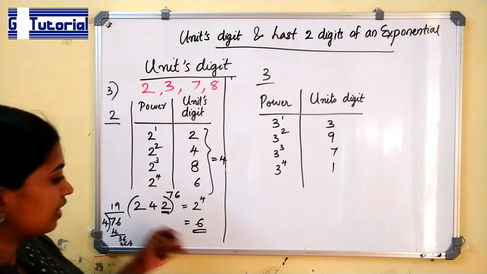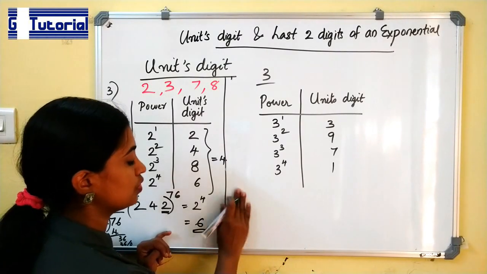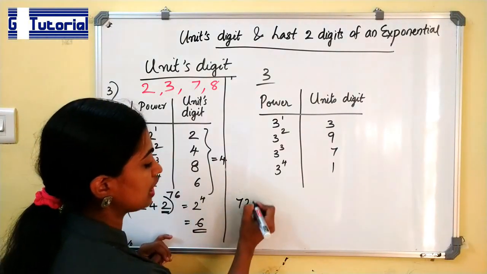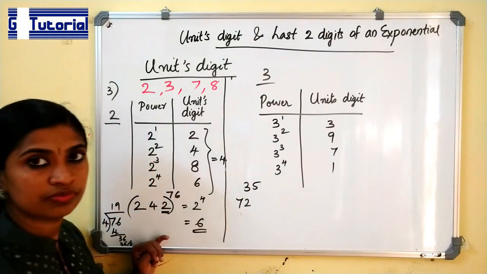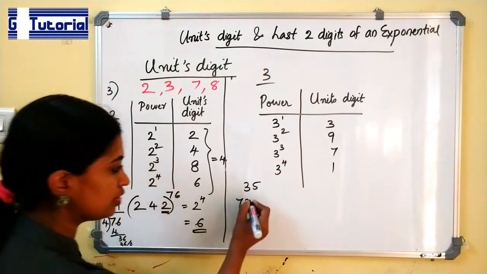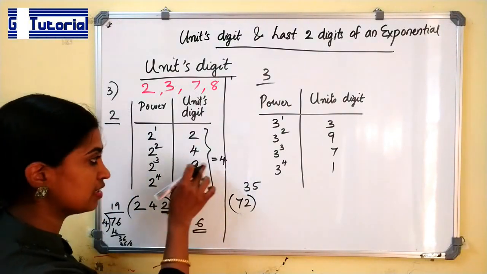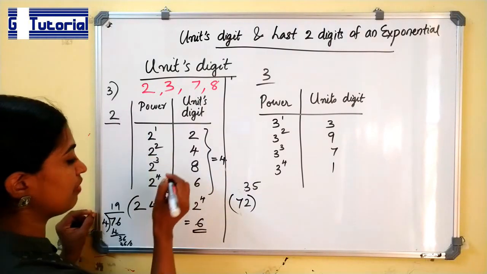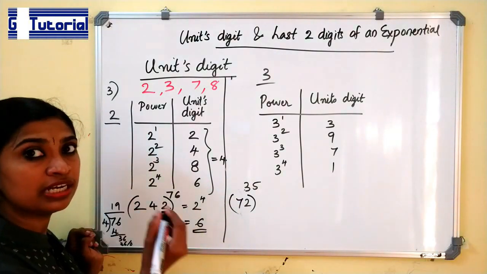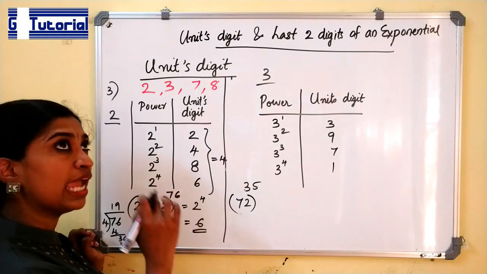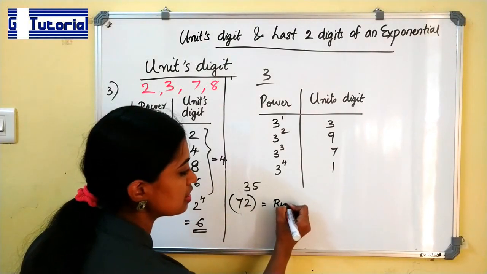If you are considering another example, 72 raised to 35. What we have to do, we have to divide this exponential by cyclicity. Cyclicity is 4. That is 35 by 4. What is 35 by 4? We have to find the remainder. 35 by 4 is 8 4s are 32. Remainder is 3. The remainder in this case is 3.